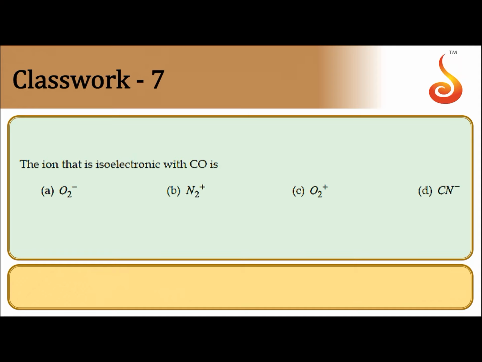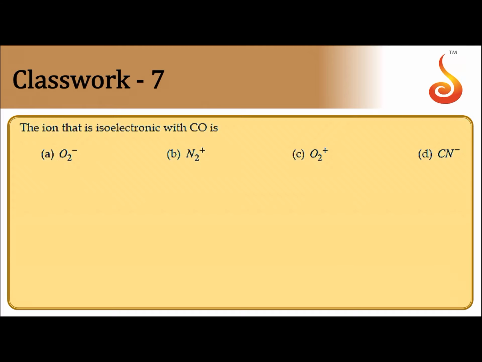Then comes the seventh one. The ion isoelectronic with CO. Isoelectronic stands for having the same number of electrons. Let us see the electrons present in CO first. The atomic number of carbon is 6, plus that of oxygen is 8. Therefore, we have 14 electrons in CO. Now, coming to O2 minus. O2 means we have 16 electrons here. O2 minus is present, so add one more electron. It comes out to be 17.